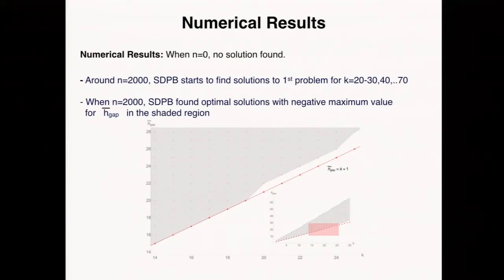And here is the answer for our numerical result. As you increase the steps we are introducing, n is 2000, so we have 2000 discrete integer operators. And then we look at k equals 20 to 30, increasing by 1, then k equals 40 and 70. In the shaded region, we found the optimal solutions, which means positive definite solutions.